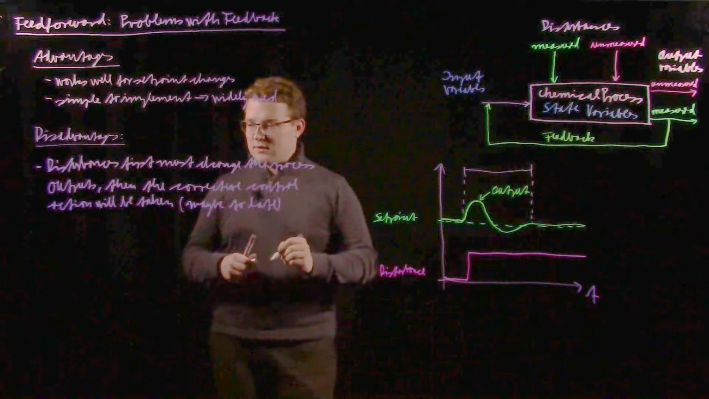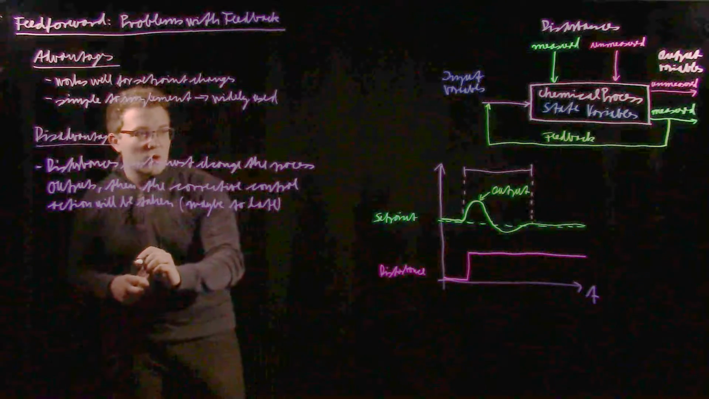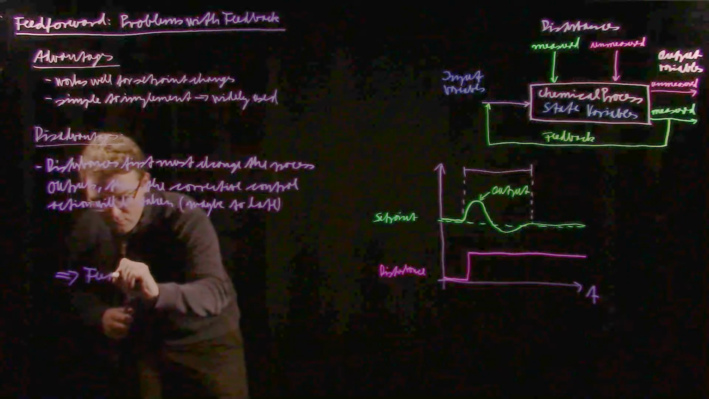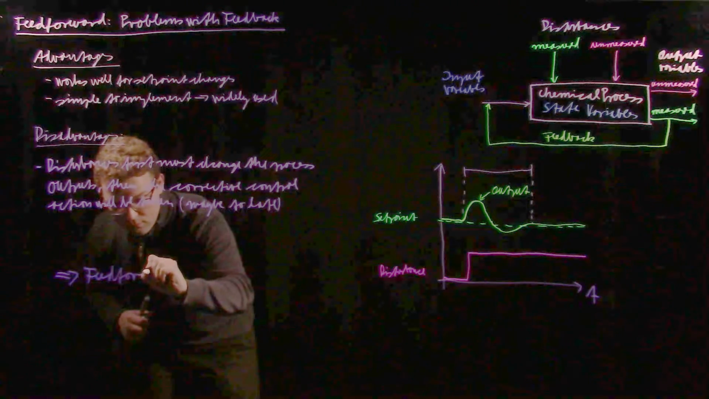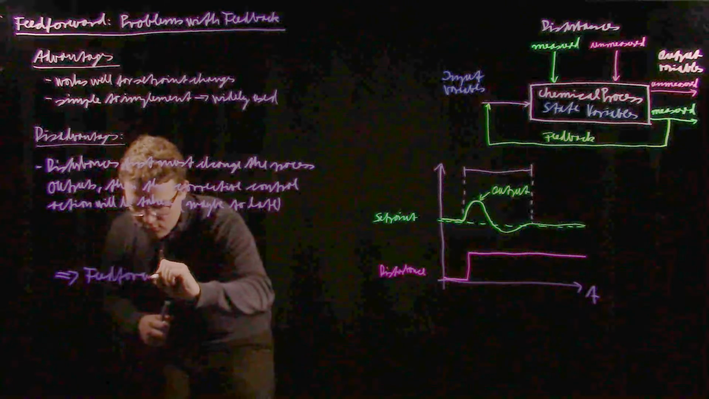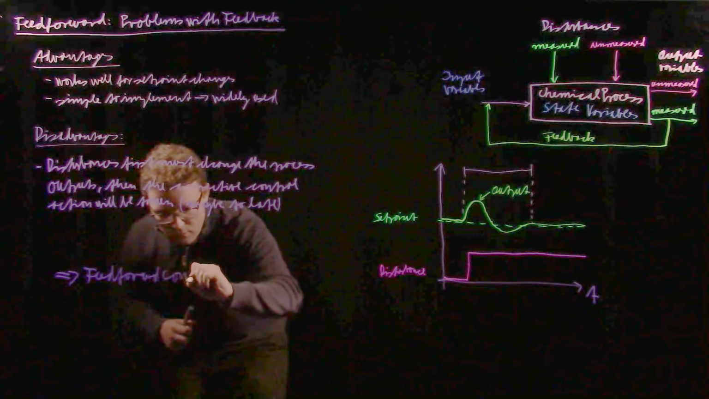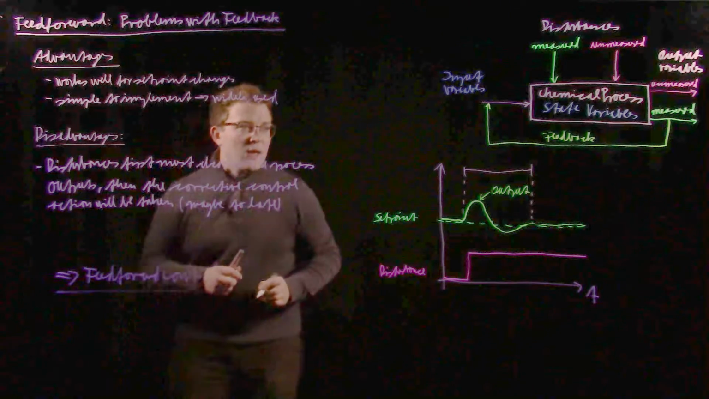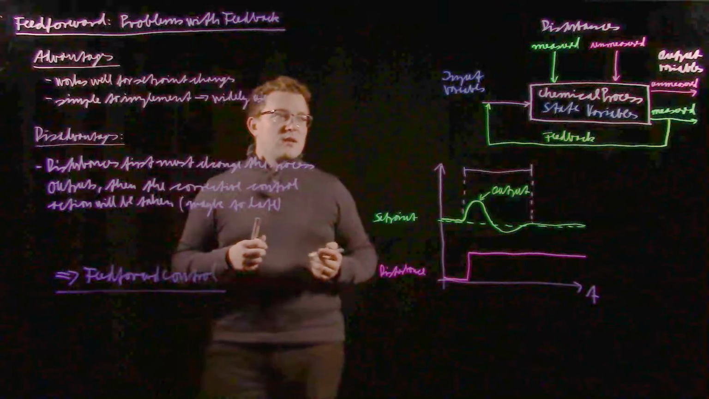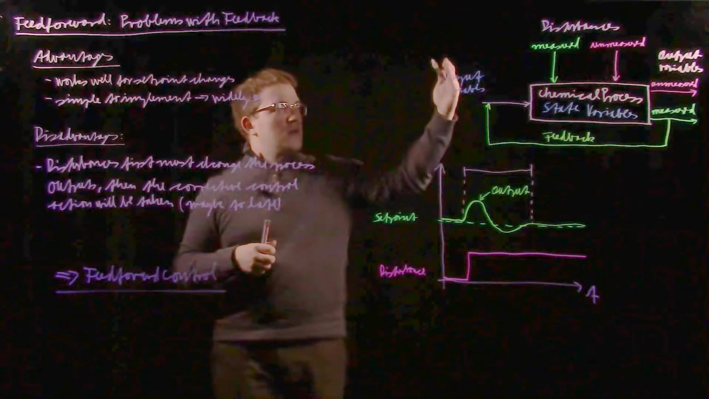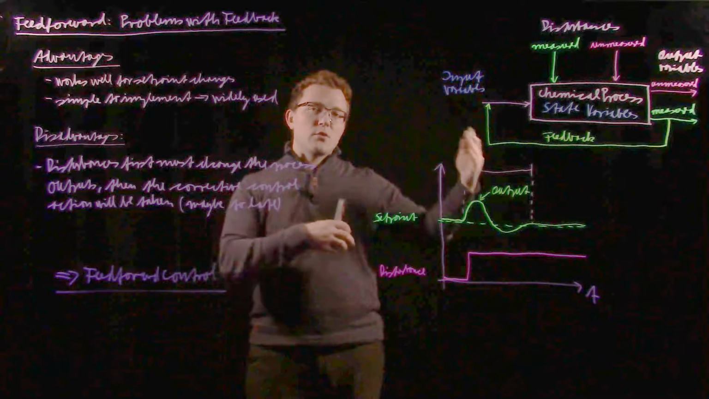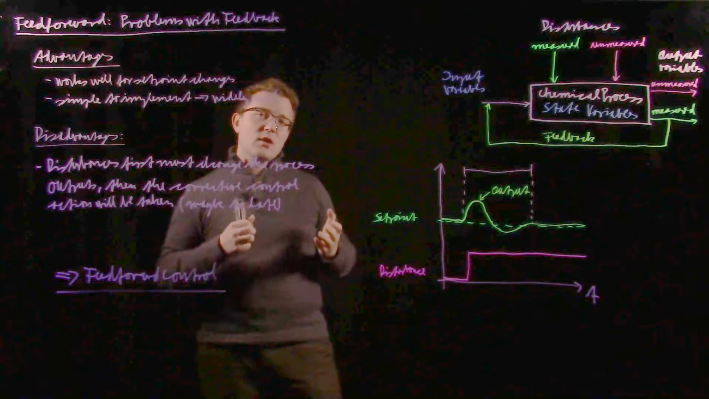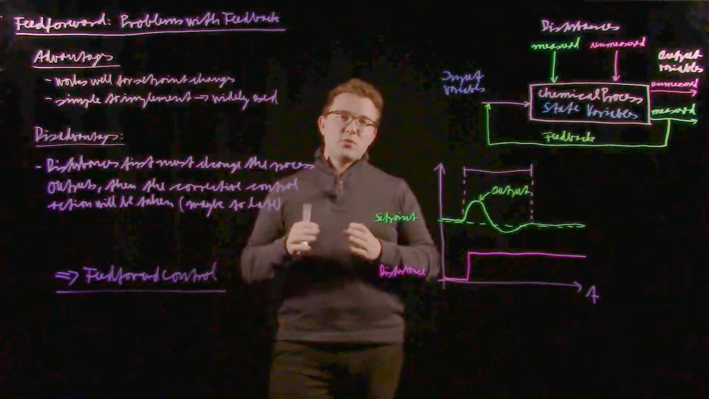So the idea here is we use the so-called feed-forward control. And the idea with the feed-forward control is that we measure the disturbances while they are entering the system, not when they are leaving the system. So how this actually works, we will see in the next video.